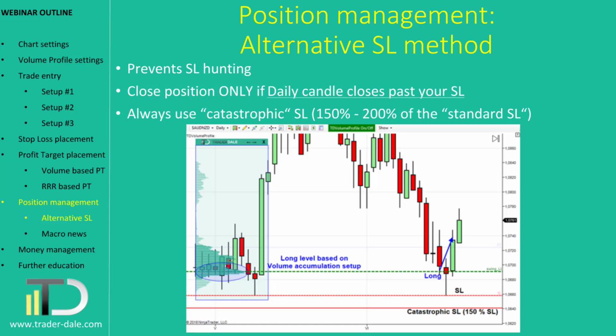And the thing with the catastrophic stop loss is that this is a hard stop loss. This is a market order which is waiting in your trading platform. When the price hits it, it's over. At first touch, you are out of the trade. Alright? This is the safety pin for your trade.